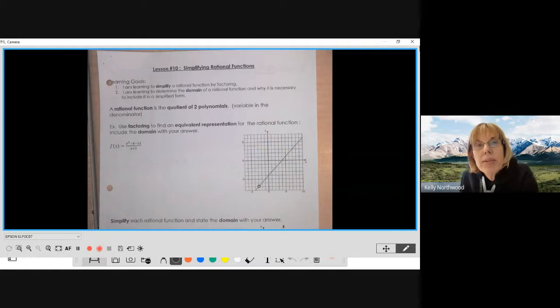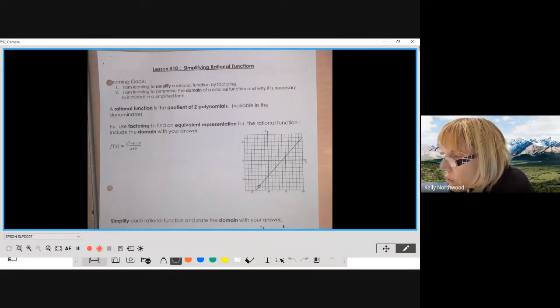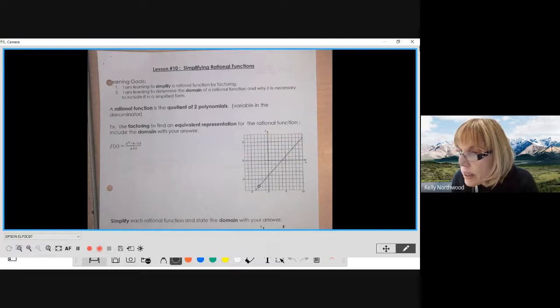All right, so this is the start of our new unit. We did the factoring review so that this would be easier for you guys. Our new unit is simplifying rational expressions, and the first lesson is simplifying rational functions. Our learning goals are to simplify a rational function by factoring, and to learn to determine the domain of a rational function and why it's necessary to include it in the simplified form.